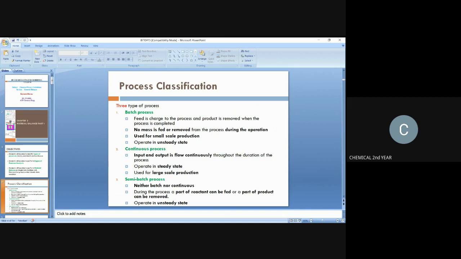Next, continuous process. Input and output flow continuously throughout the duration of the process. Operation is steady state and it is used for large scale production. Next, semi-batch process. Neither batch nor continuous. During the process, a part of the reactant can be fed or a part of the product can be removed. Operation is unsteady state.